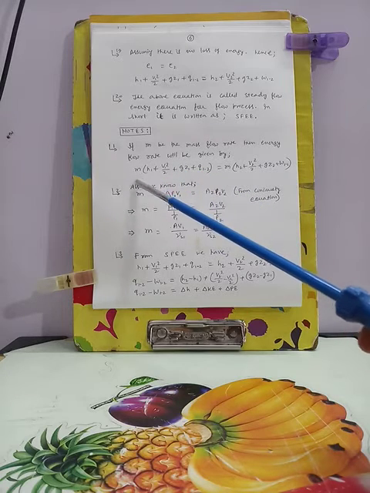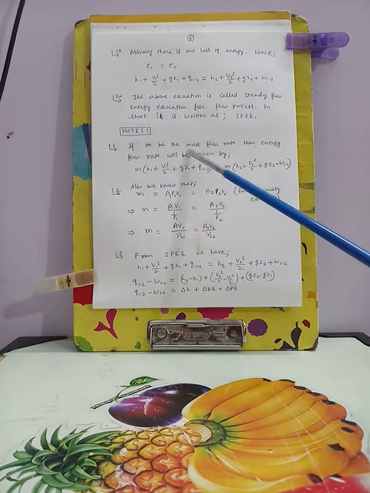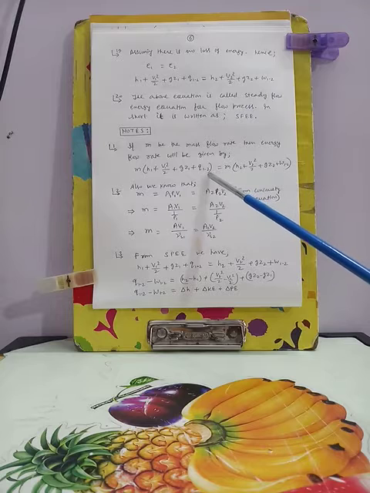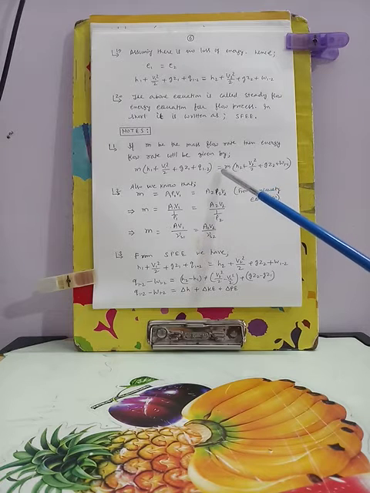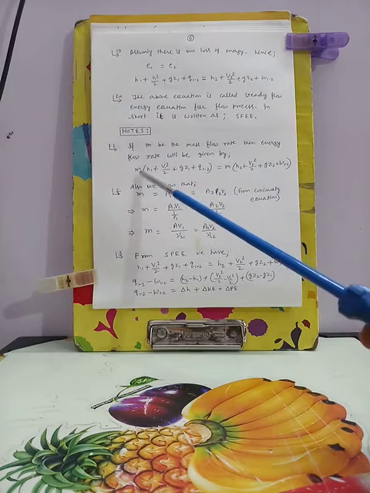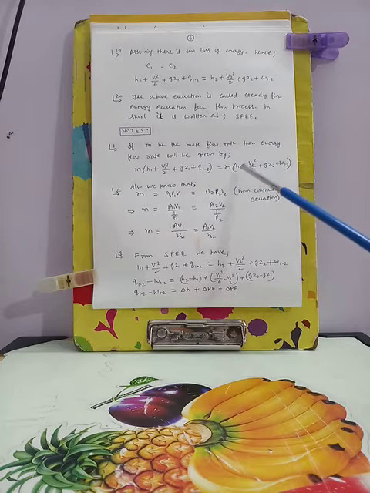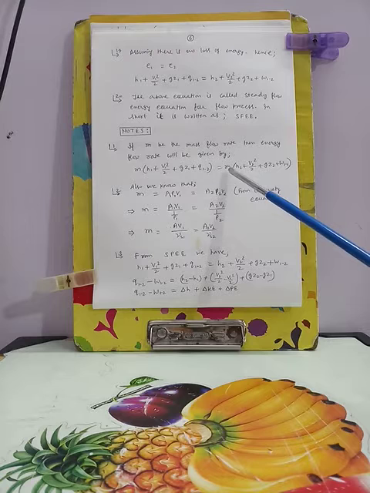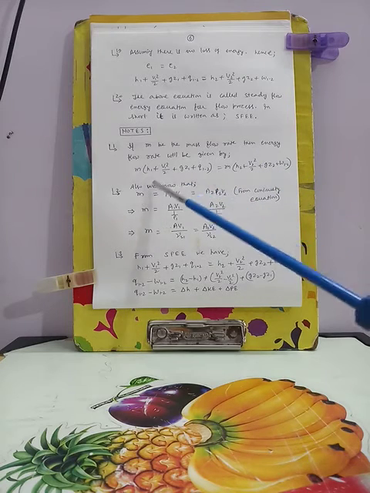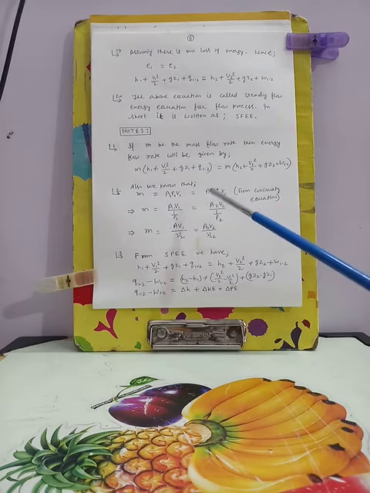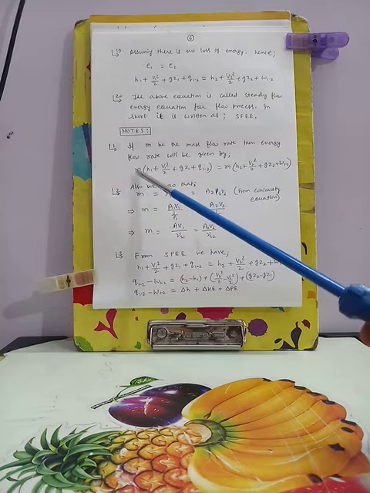At the inlet per second this much energy is entering, simply by multiplying by mass on both sides, and this quantity will give us the energy coming out per second from the system, and both will be equal. But now the question is, how will we get this mass?